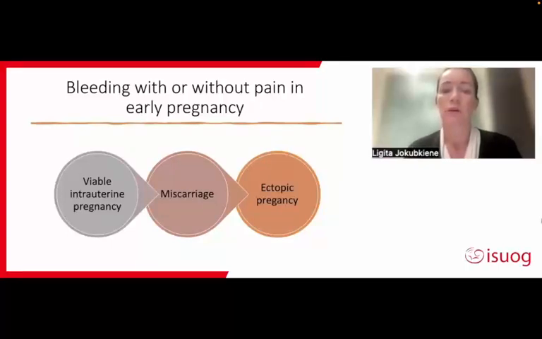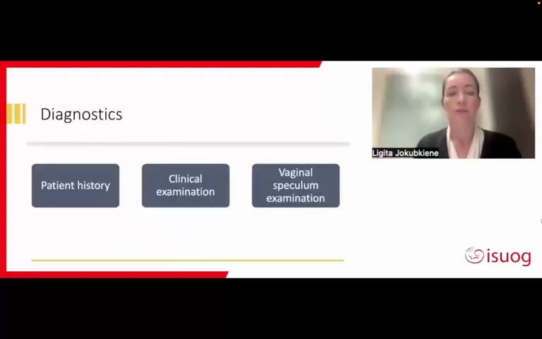So I'm going to talk about miscarriage in particular in this lecture. So how do we diagnose miscarriage? Of course, patient history is a very important item here. So we have patients that probably know the time of the last menstrual period, and we know the history about the vaginal bleeding and about the pelvic pain. But of course, we have to do the diagnostic.